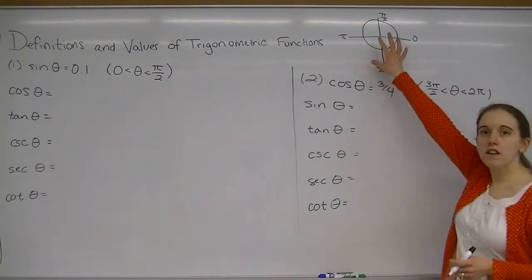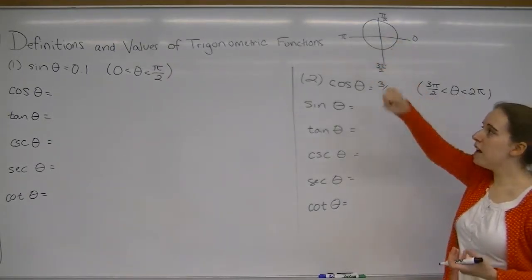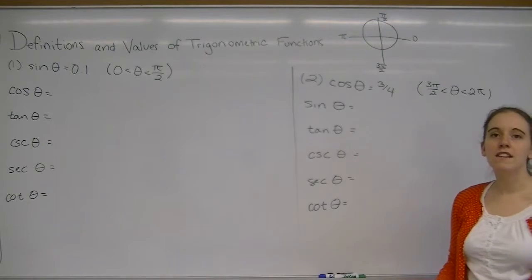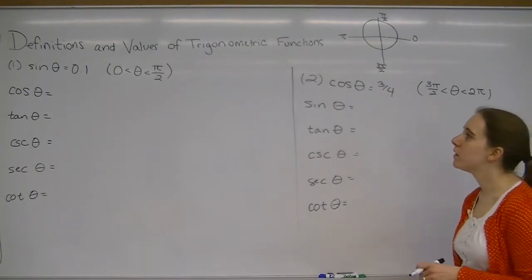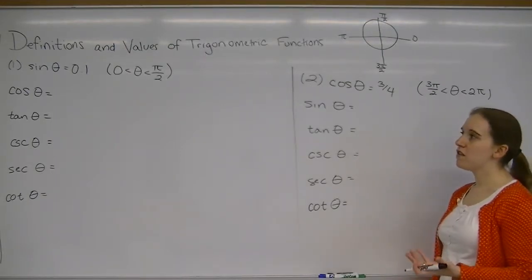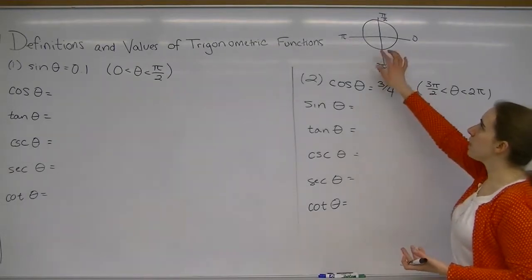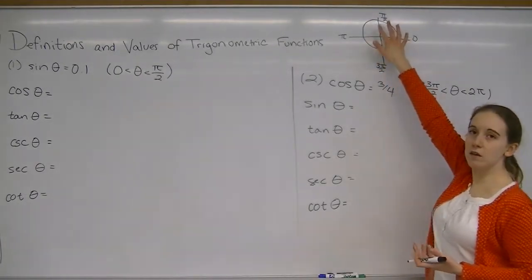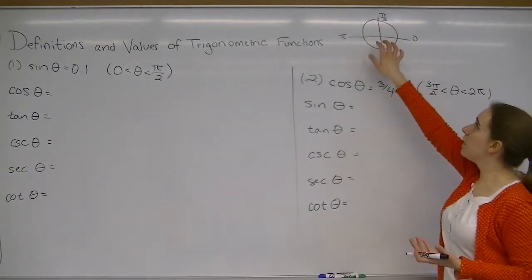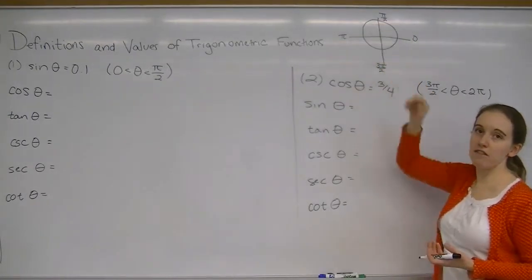So I've drawn us a unit circle up here for reference, and let's think about why we need to know where we are in the circle. So I know that the sine of this theta, whatever theta is, is positive. So that means when it hits the unit circle, the y value is going to be positive. So it's going to be somewhere in this top half of the circle.